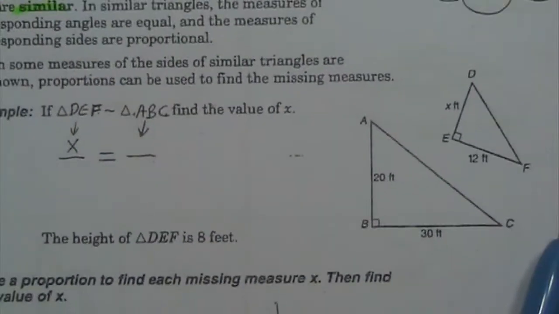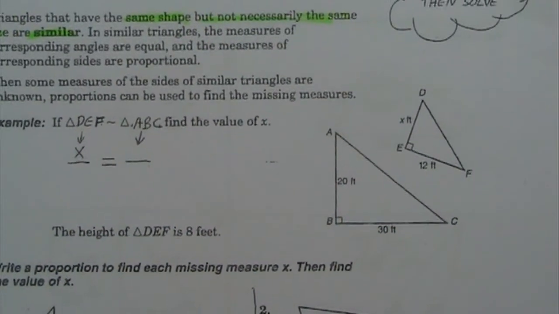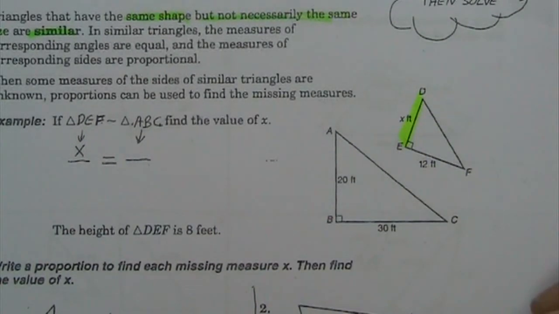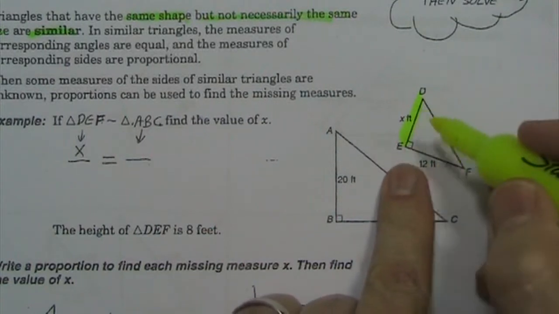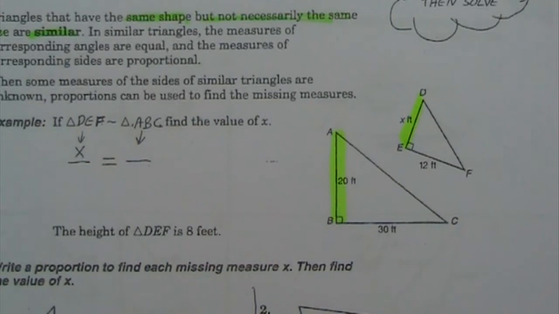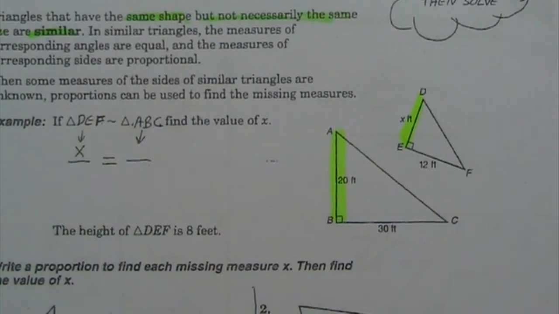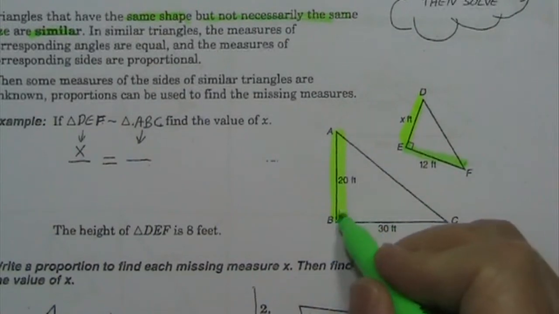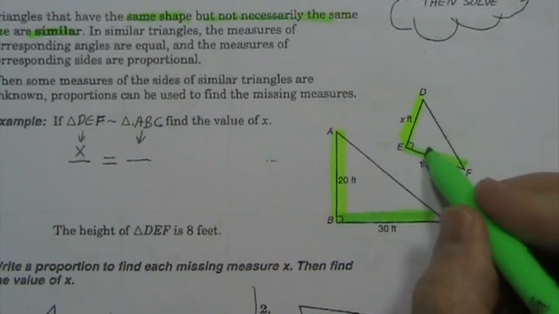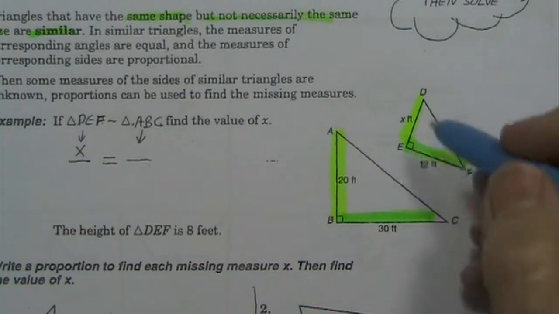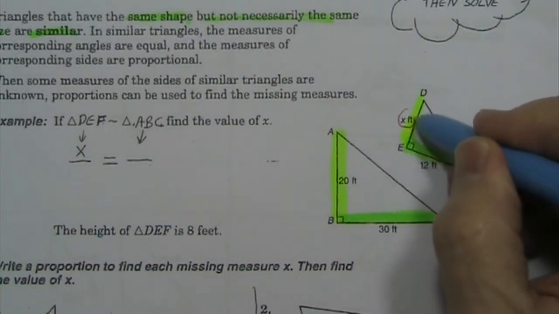On DEF, the one to the right, the smaller one, this is the side that we're looking for, right here. Now notice that this side matches up to this side. It's not the same length, but they're proportional. And then this one on the smaller triangle matches up to this one on the larger triangle. So what we can do is now make a proportion. We have this x, right here.